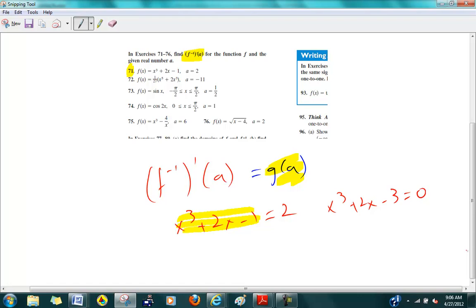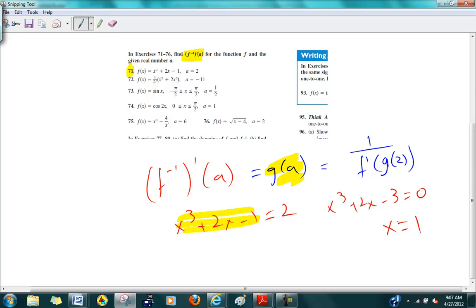Just by looking at it, you should be able to tell the answer. X equals 1. 1 plus 2 is 3. 3 minus 3 equals 0. Okay? All right. So then, this is going to be equal to 1 over f prime of g of, what did I say? g of 2. So g of 2 is going to be, right? a is equal to 2.